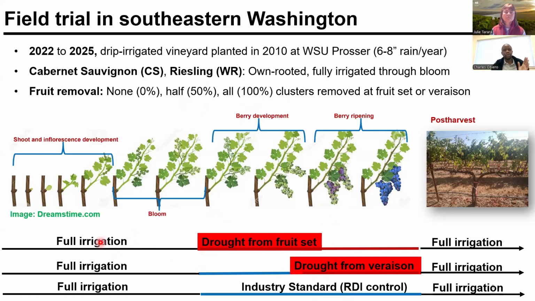Before our drought, all the vines were fully irrigated. So full irrigation until bloom. Then after bloom, there is what we call industry standard. So for drought from very soon, there was industry standard before we put our drought treatment. Then after harvest, post-harvest, we returned irrigation to all our vines because we needed the vines also to survive over winter. So this is very important, that we do not kill our vines. We needed them for the successive years.